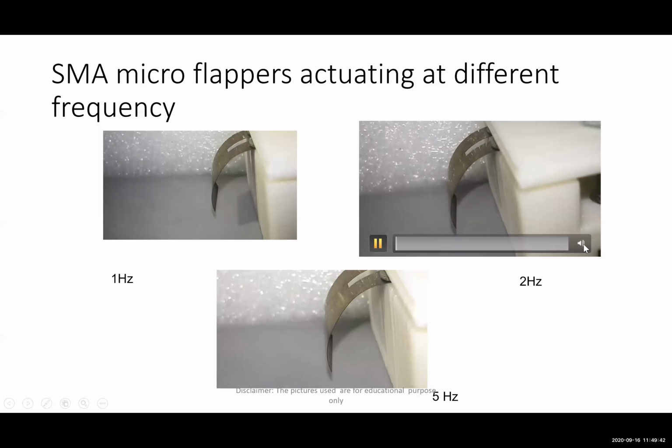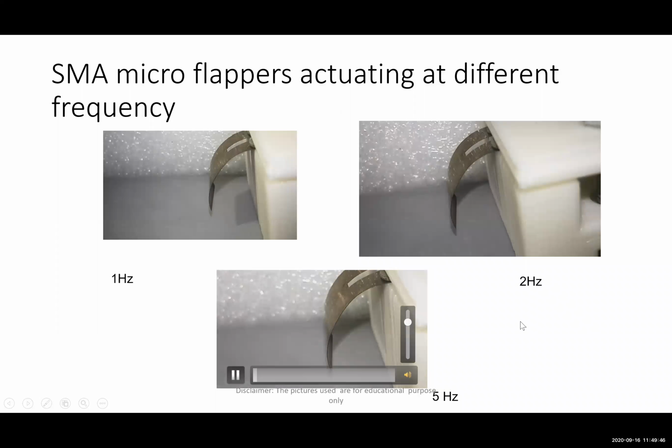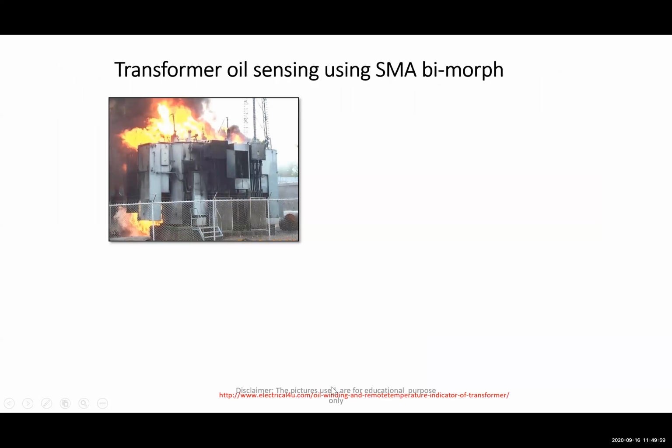So this is at 1 hertz, this is at 2 hertz, and this is at 5 hertz. So this is at 1 hertz where you can see the movement, and here this is at 2 hertz, and this is at 5 hertz where there is a rapid movement coming out of it. In fact, we fabricated our own micro robotic system also to demonstrate these shape memory alloy structures.